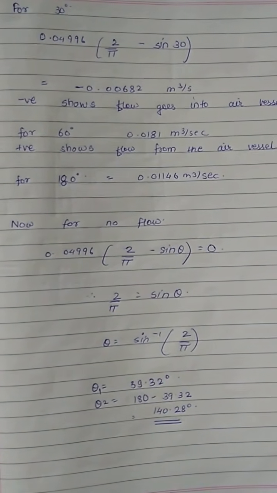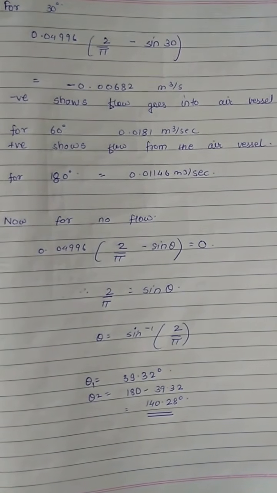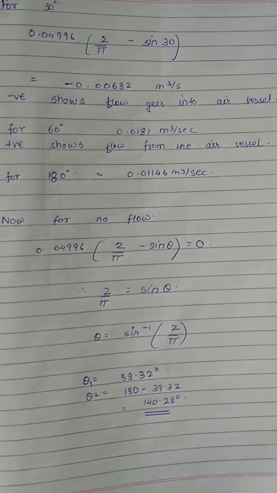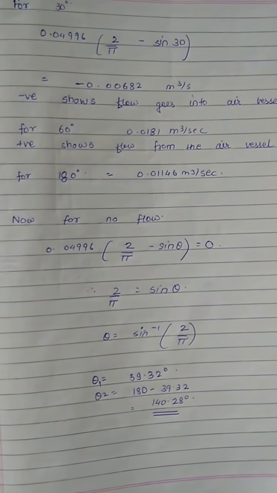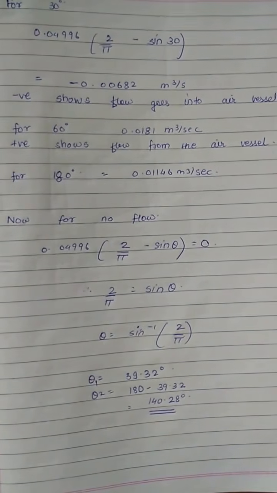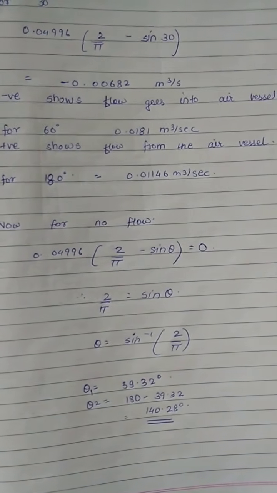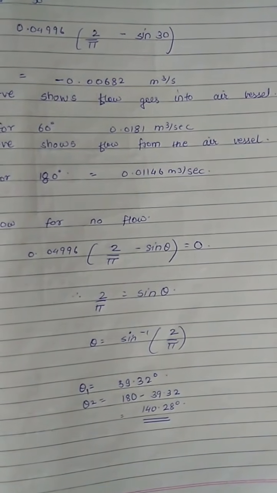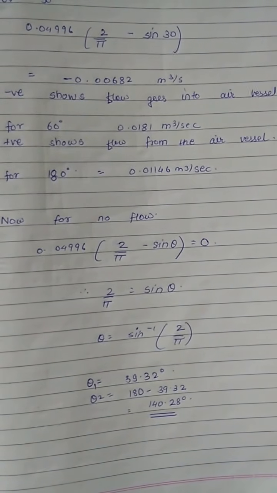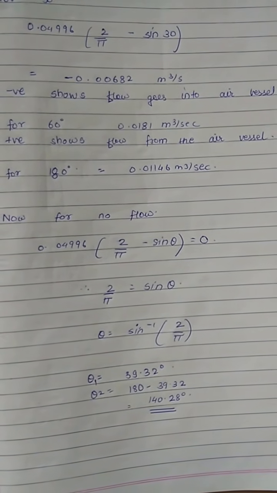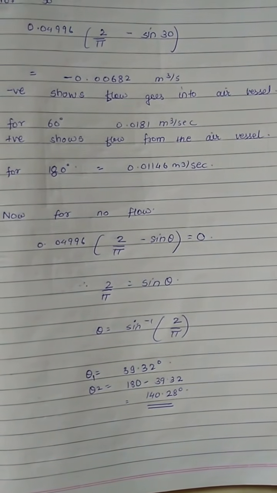We have also been told to find out the angles at which there will be no flow from the air vessel or to the air vessel. Now this is the reason we created a generalized equation. We can equate it to 0 and find out the angles. So it will be 2 upon pi is equal to sine theta because 0.04996 will go to the right hand side and get cancelled. So we can take sine inverse of 2 upon pi and get 39.32 as the first angle, and subtracting it from 180 we get 140.68. So here are the two angles at which there will be no flow to and fro from the air vessel.